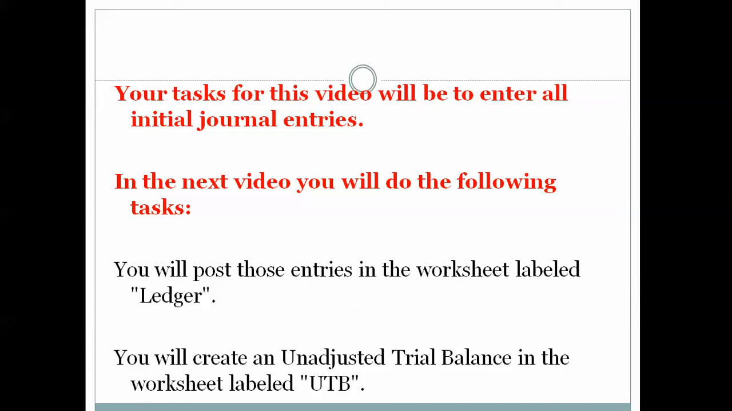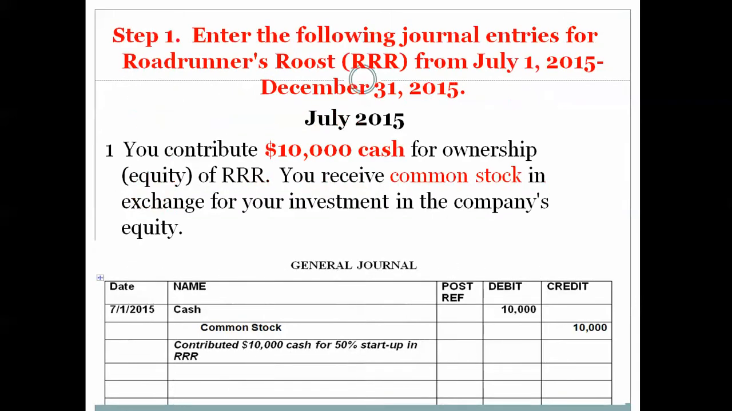So the task for this short video will be to enter the initial journal entries. In the next video, we will go through and post the entries in a ledger and create an unadjusted trial balance with just a few journal entries. So step 1, we're going to be analyzing some transactions. Remember that in step 1, we analyze, we look at those source documents, and we try to figure out what's going on. So these are the first source documents, the first transactions for Runner's Roost.